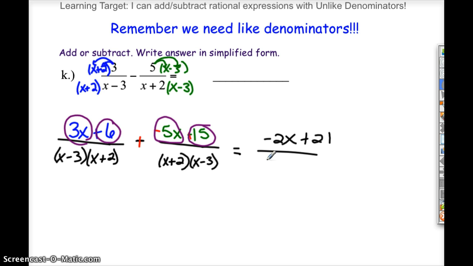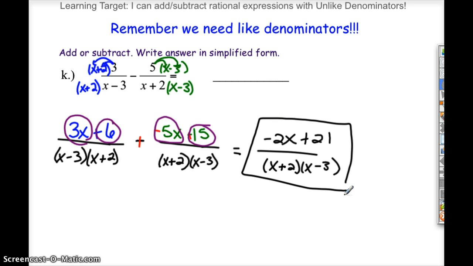All right, and then we still have the x +2, x -3. Now since the numerator, they don't share anything, I can't do an x puzzle or anything, this is my simplified answer. Okay, let's look at another one.